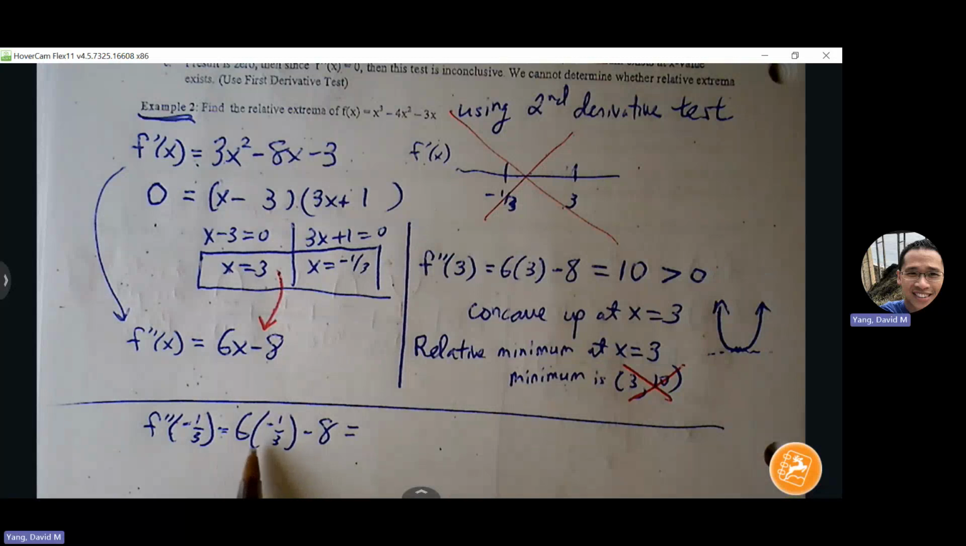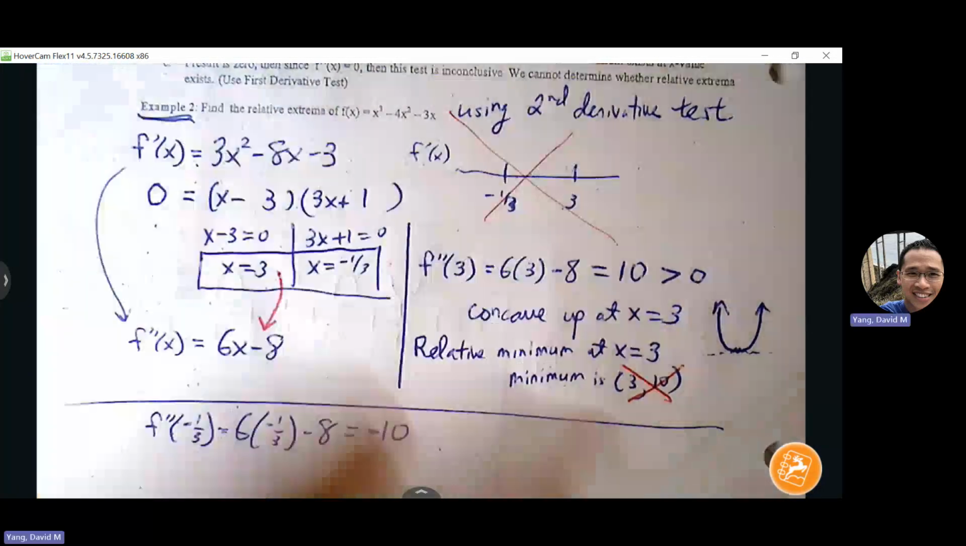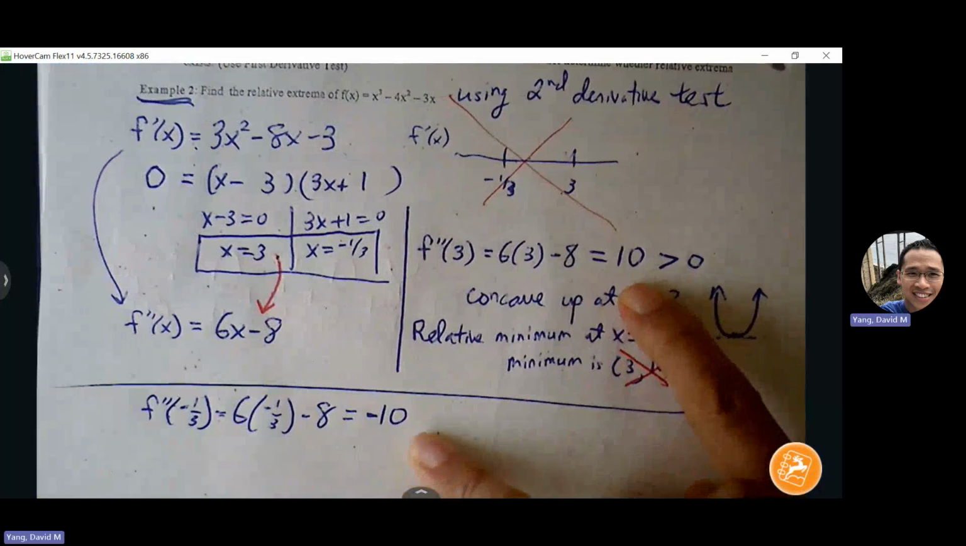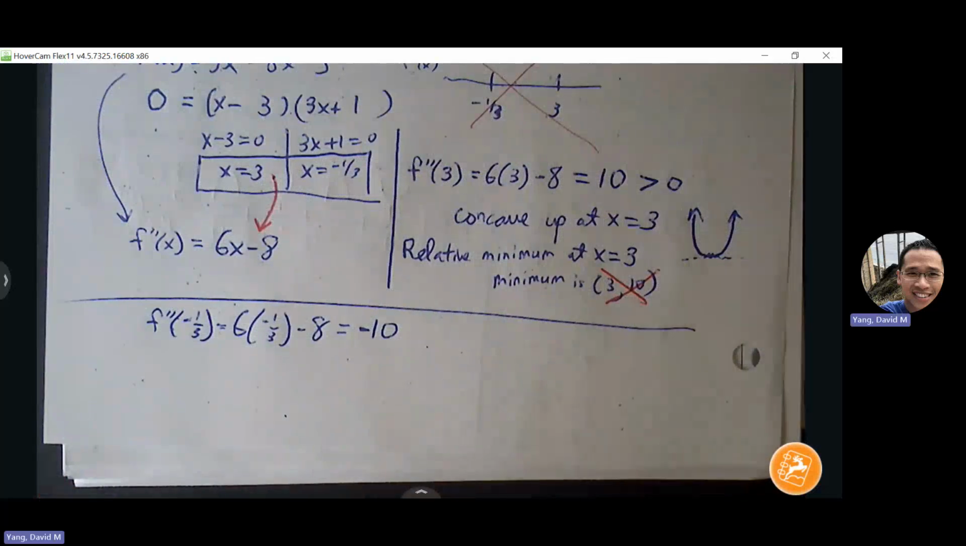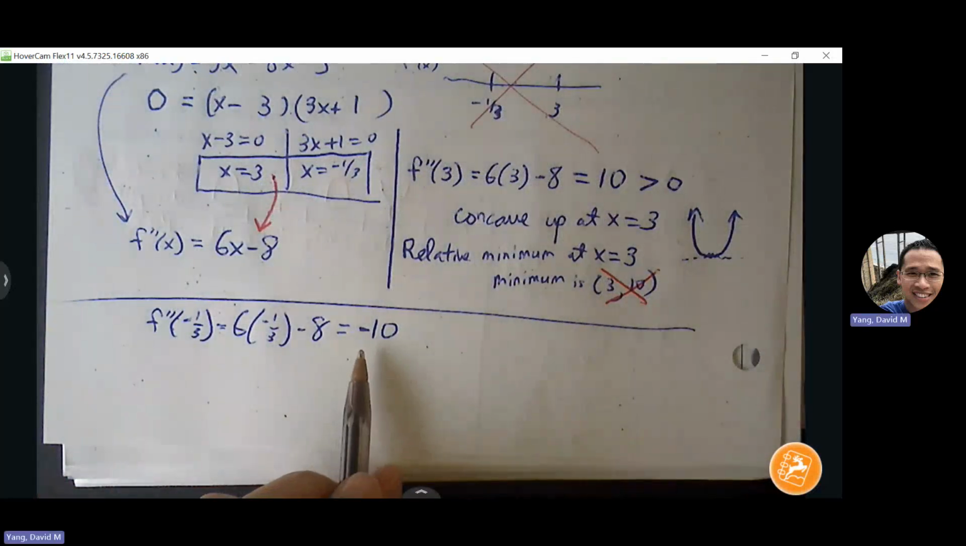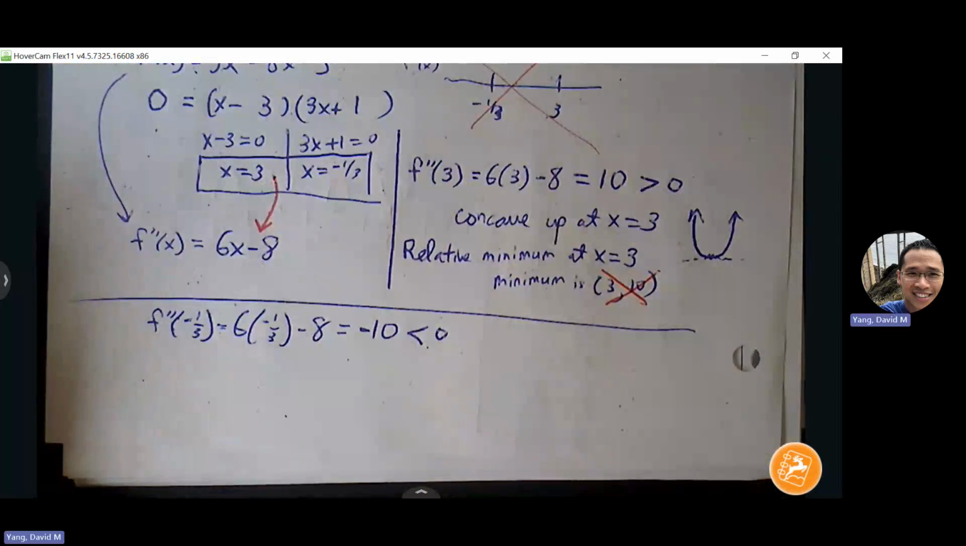Here I get -2 minus 8, which is -10. Now this is a coincidence that one is positive and the other is negative. It's not always going to be symmetrical like that. Now -10 is not important. It's the fact that it is negative, that it's less than 0.